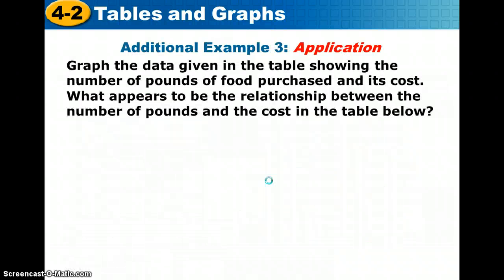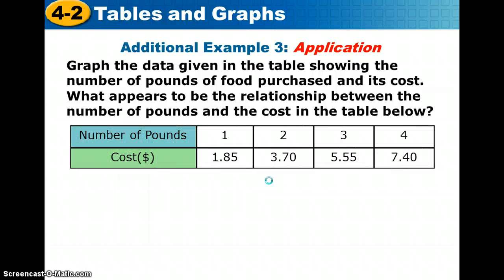Now we're going to use a table. So we're going to graph the data given in the table showing the number of pounds of food purchased and its cost. What appears to be the relationship between the number of pounds and the cost in the table? So here's our table. And even though it's now a horizontal table, it is still x and y. Our top numbers going across the table will be our x. Our bottom numbers going across the table will be y.